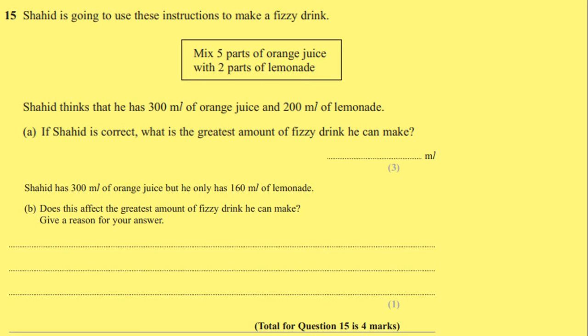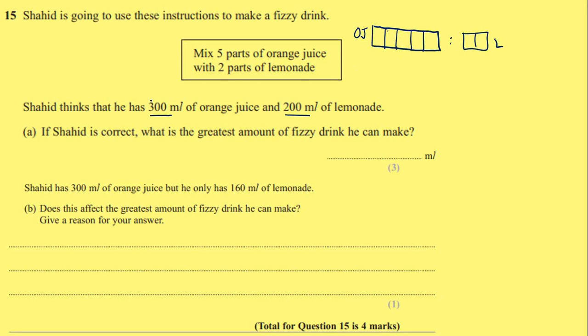Shahid is going to use these instructions to make a fizzy drink. So we've got 5 parts orange juice with 2 parts lemonade. So Shahid is going to have 1, 2, 3, 4, 5 parts orange juice with 2 parts lemonade. All right, fair enough. Shahid thinks he has 300 millilitres of orange juice and 200 millilitres of lemonade. If Shahid is correct, what's the greatest amount of fizzy drink that he can make?